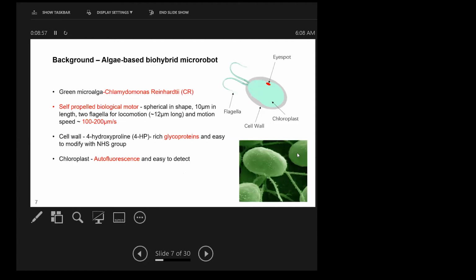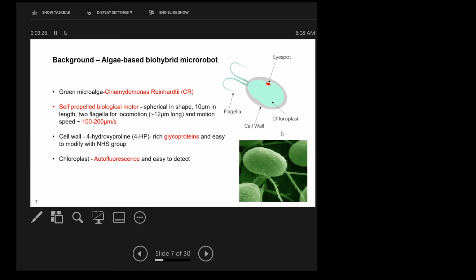To address these challenges faced by synthetic macromotors, the biohybrid macromotors, combining the self-propelled microorganisms with some functional biomaterials, show some great promise for large-scale environmental remediations. So here we select the green microalgae called Chlamydomonas reinhardtii as a model algae for our research.